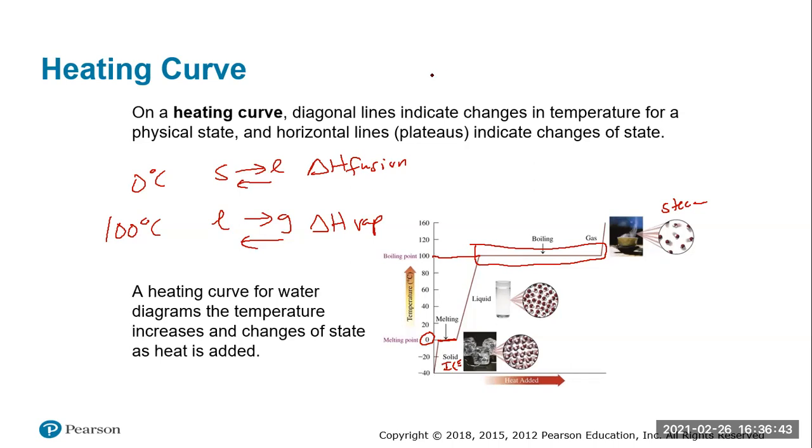Now, when we look at this heating and cooling curve, and I'll just re-sketch it real quick, we see a couple of things. And again, if I come this way, this is 0 degrees Celsius. This is 100 degrees Celsius. This is ice down here. That is liquid water. And that is steam up here.